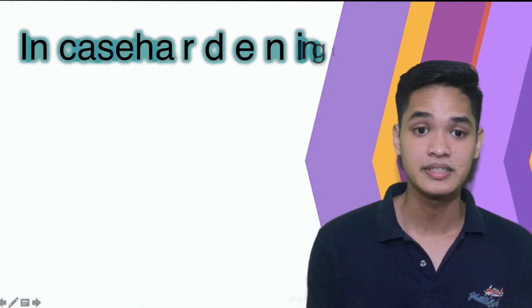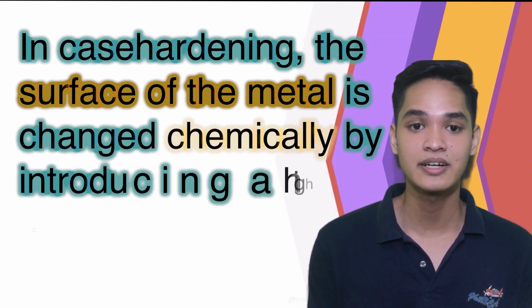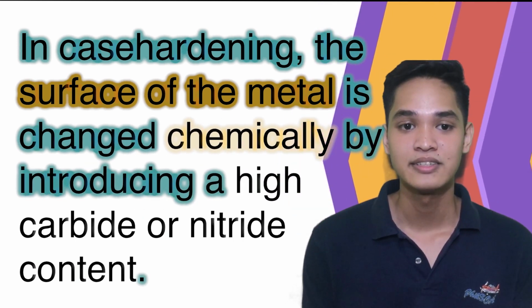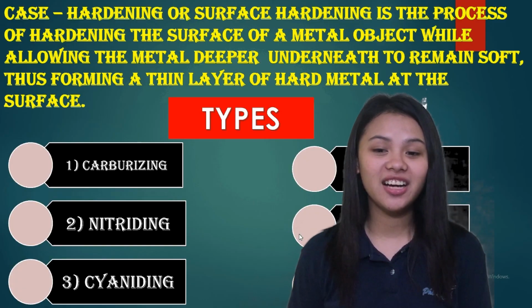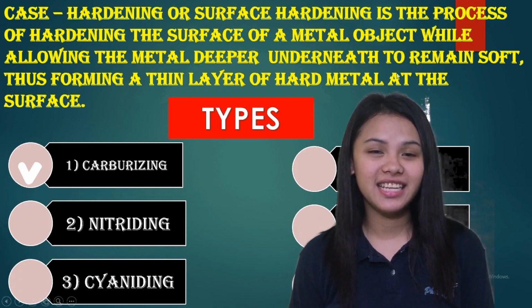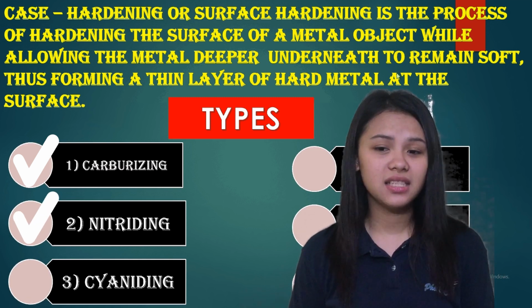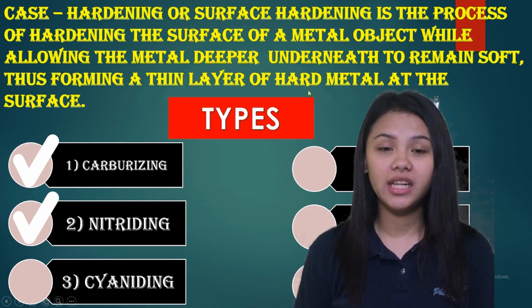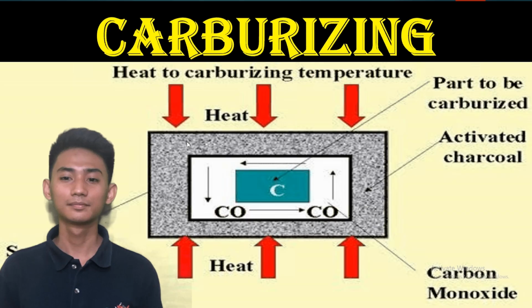In case hardening, the surface of the metal is changed chemically by introducing a high carbide and nitride content. The core is unaffected chemically. The common forms of case hardening are carburizing, cyaniding, and nitriding. Since cyaniding is not used in aircraft work, only carburizing and nitriding are discussed in this section.